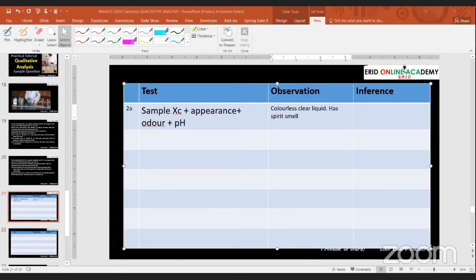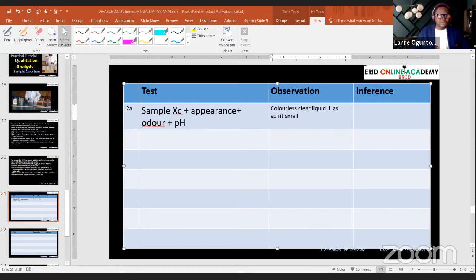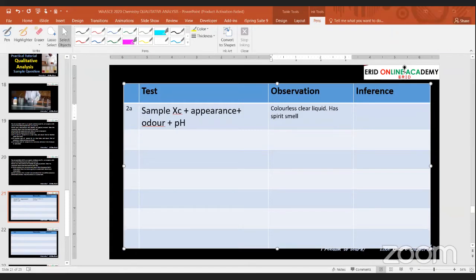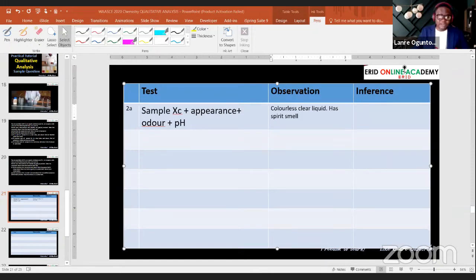Water, 7, around neutral. Okay, water is 7. Yeah, that's cool. Any other substance that has its pH?